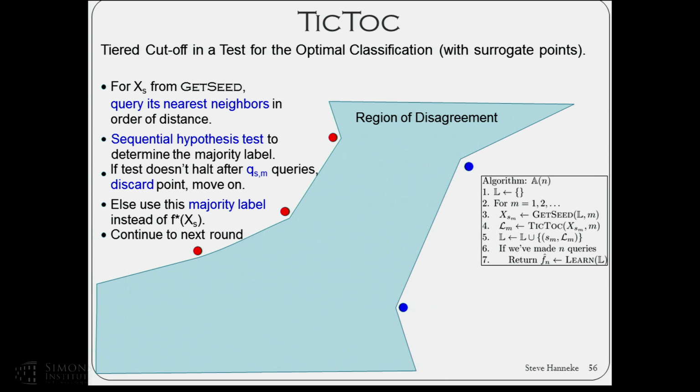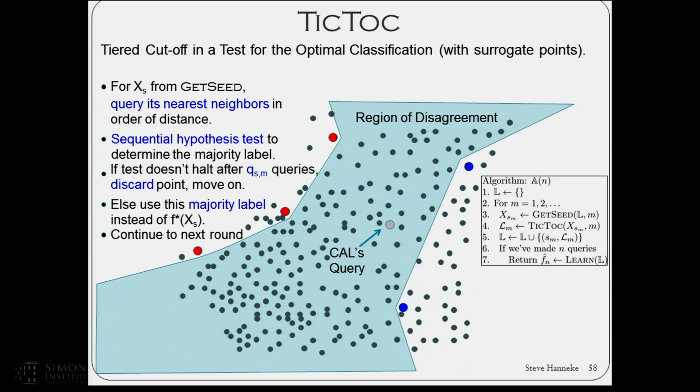OK, so the algorithm is going to start by operating the same as before. We're running this realizable case algorithm, and that's your get seed. So it picks a point, let's say this one. And now we're going to invoke this TicToc subroutine. This is tiered cutoff in a test for the optimal classification with surrogate points. That has the convenient acronym of TicToc. What we do is the same as before. We run a sequential hypothesis test, querying points that are very close by and trying to determine what the optimal label that dominates this region is.